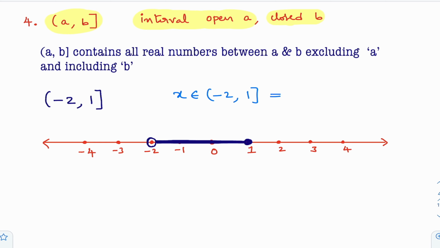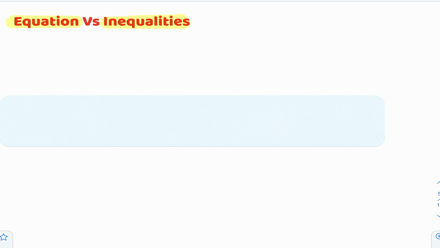How do we write this in symbolic form? You answer. How will we write this? Which side is the less than symbol? Which side is less than or equal to? Here, the open bracket is here. So what will we write? Minus 2 is strictly less than x less than or equal to 1. I hope you understand. So whenever x is in this interval, then we can write like this. So you have learned all four types of intervals.